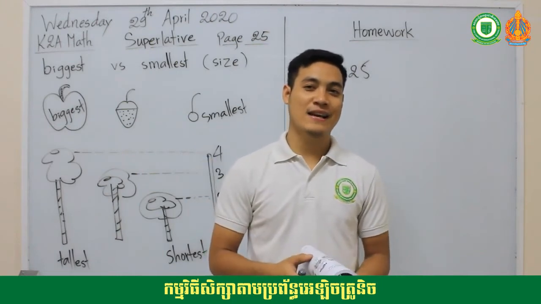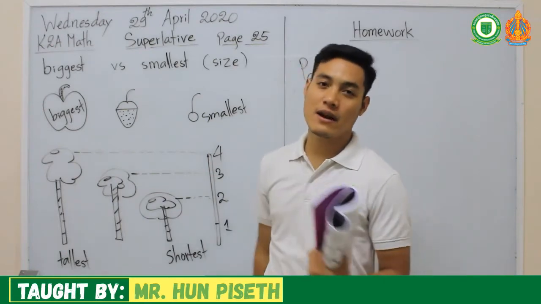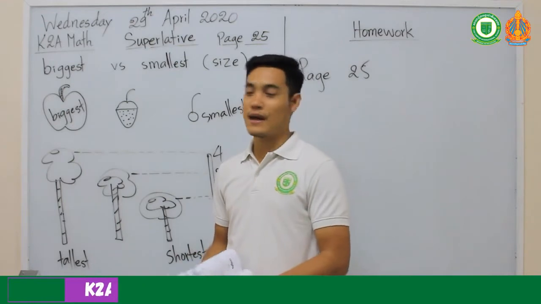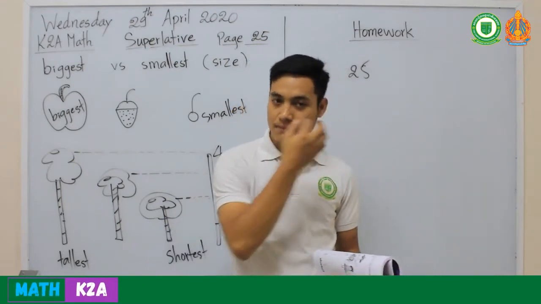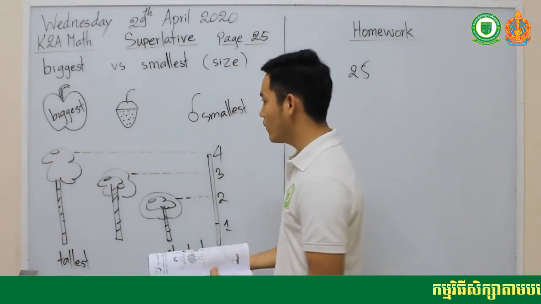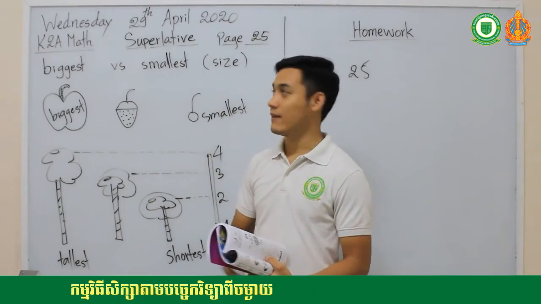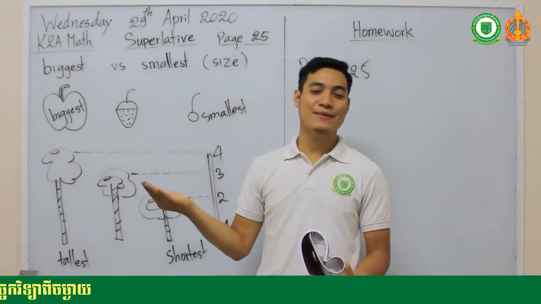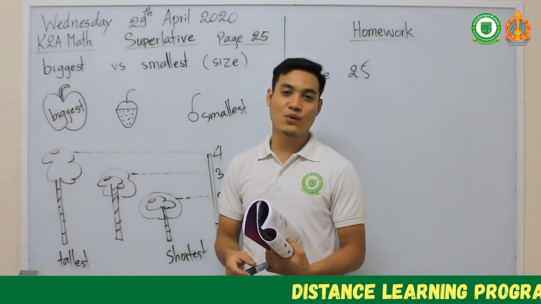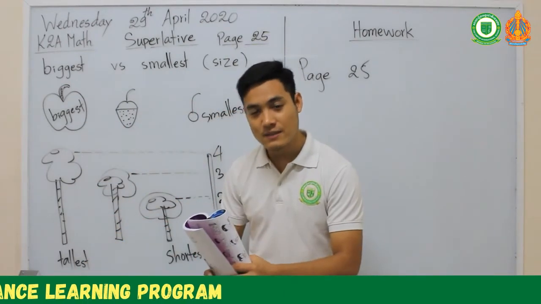Hello everyone, welcome to our last video clip of K2A Maths where we learned about superlatives, okay? I want to summarize what you have learned in the previous two videos. We learned about the superlative of the words big and small. We use them when we want to compare three things or more than three things to find out which one is the biggest one and which one is the smallest one.